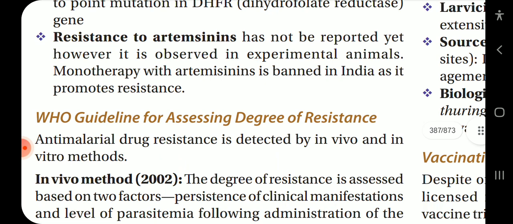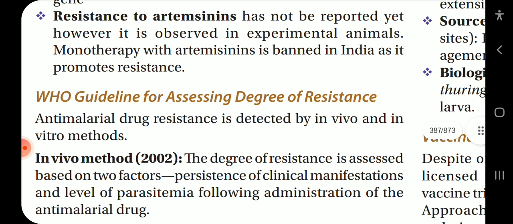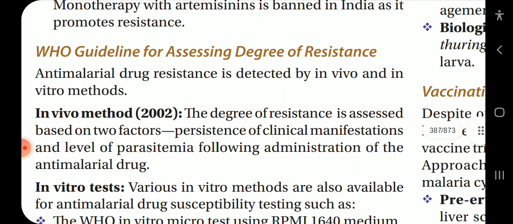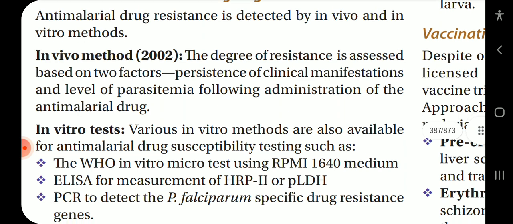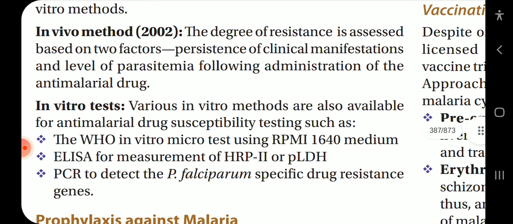Resistance to artemisinin has not been reported yet, however it is observed in experimental animals. Monotherapy with artemisinin is banned in India as it promotes resistance. WHO guideline for assessing degree of resistance. Antimalarial drug resistance is detected by in vivo and in vitro methods. In vivo method: the degree of resistance is assessed based on two factors: persistence of clinical manifestation and level of parasitemia following the administration of the antimalarial drug.